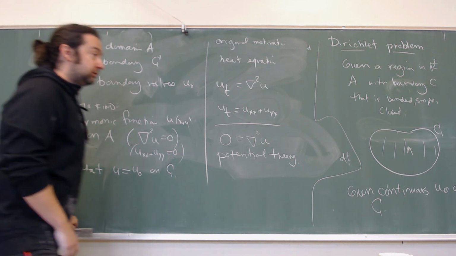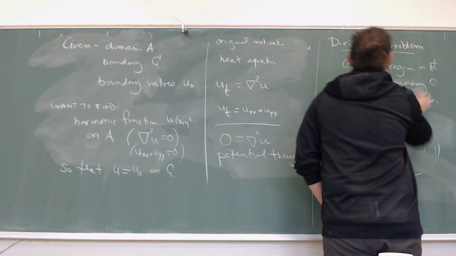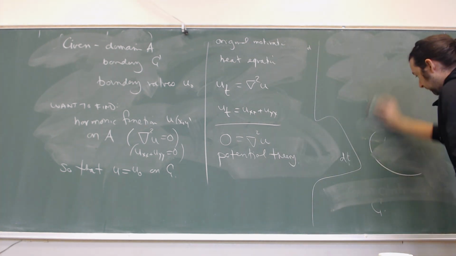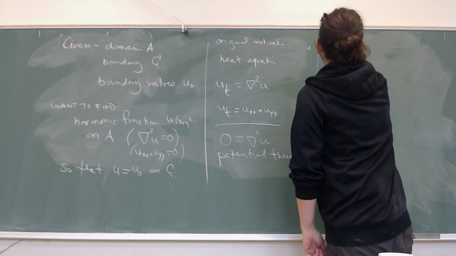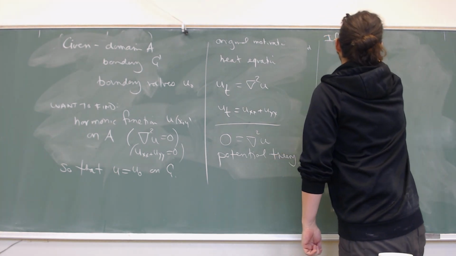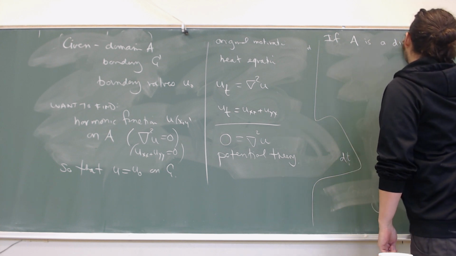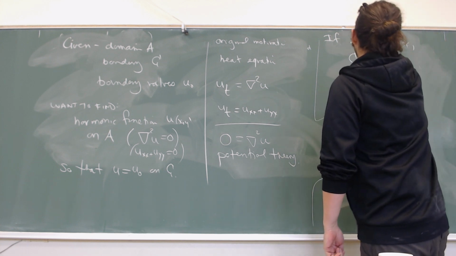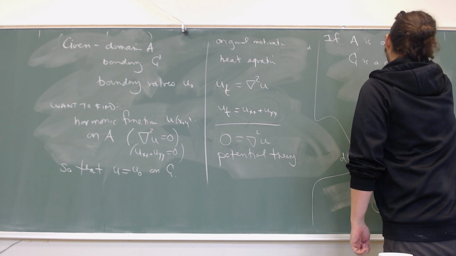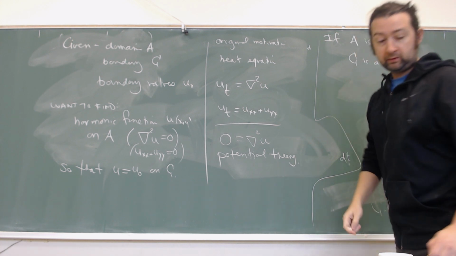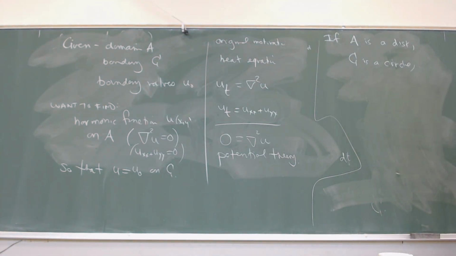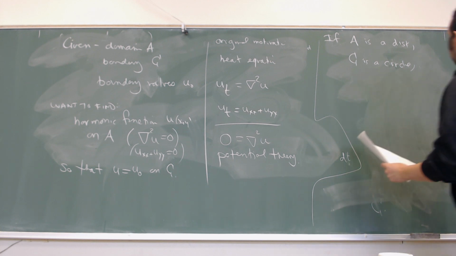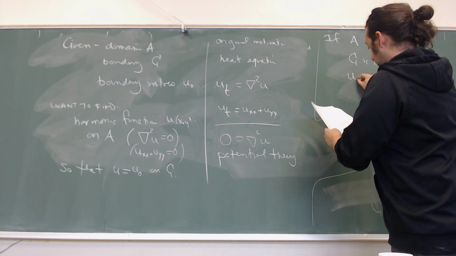The solution to the Dirichlet problem when the region is a disk is called the Poisson integral formula, Poisson's theorem, Poisson representation. So if the region A is a disk, so that C is a circle, then you get a solution. And it looks like, let's see. Okay. Oh, and I guess I should say here, U.